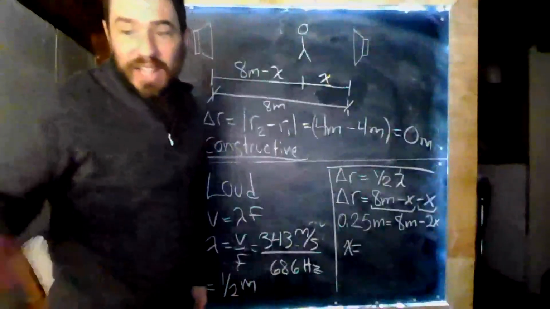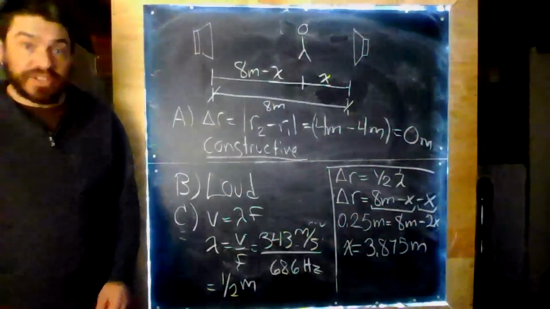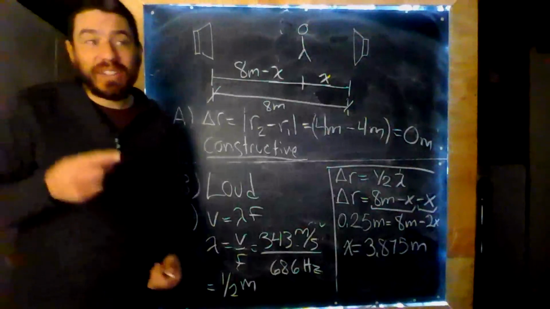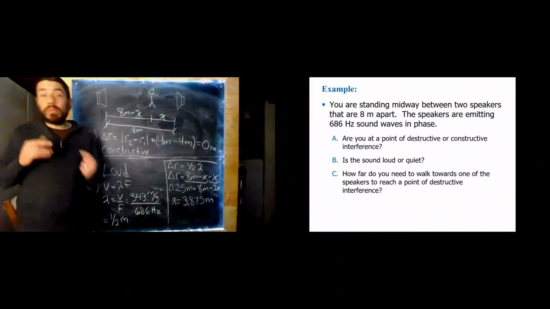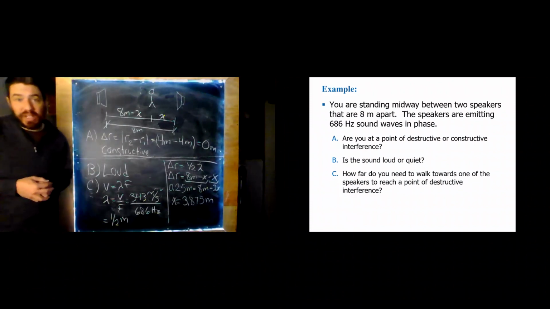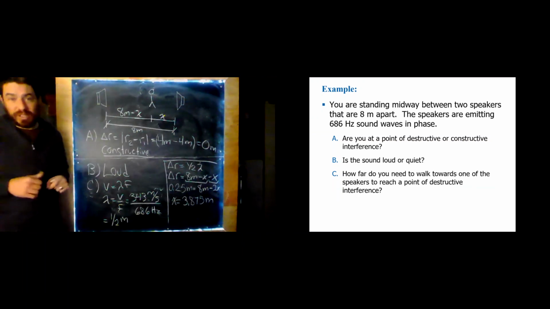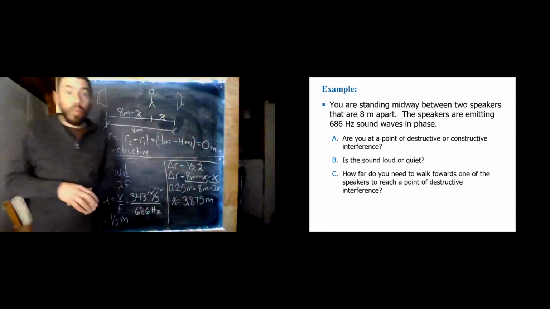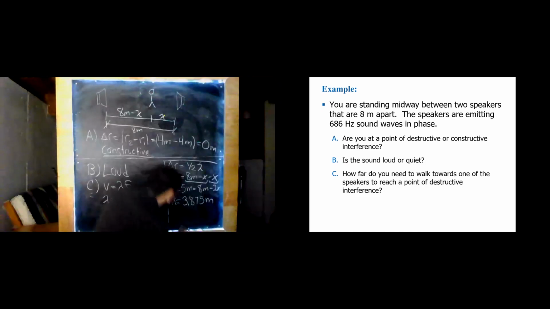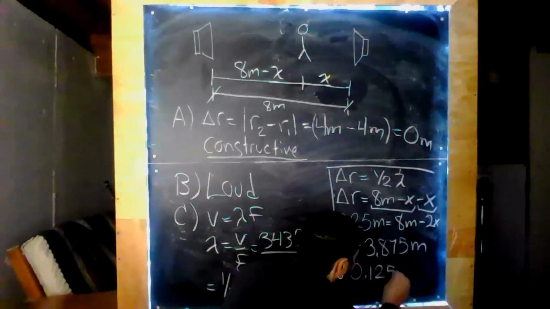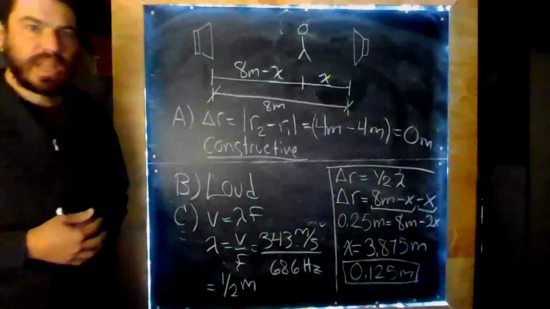And now we can just solve for x. So I solved for x and I got 3.875 meters. Now be careful, that's not actually the answer that we're looking for. We need to read the problem carefully. The problem doesn't say, how far will I be from one of the speakers when I hear destructive interference? It says, how far do I need to walk? I was 4 meters from the speaker. Now I'm 3.875 meters from the speaker. That means that I had to walk a distance of 0.125 meters, or 1/8 of a wavelength. Pretty cool stuff.